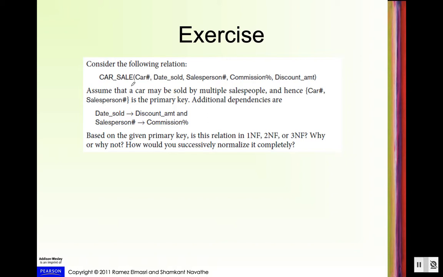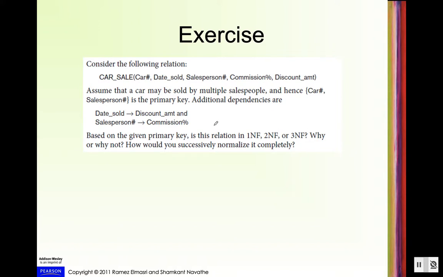So this relation is about car sales. We can see that this is a relation where we keep track of which car has been sold by which salesperson. Then each car has a date for when it was sold, what the commission was, and what the discount amount was.